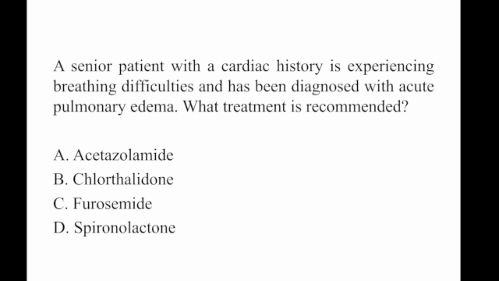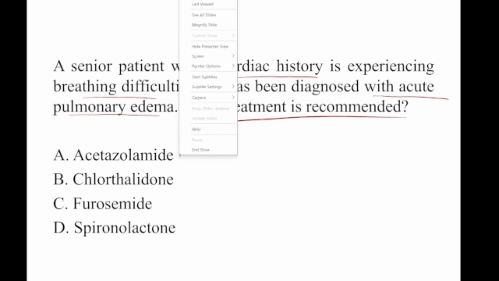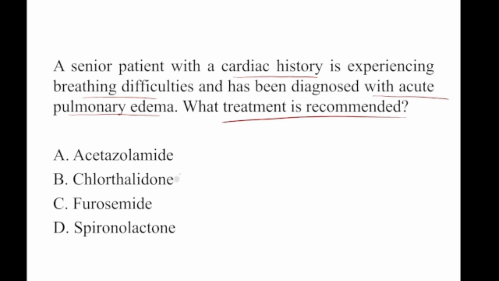Okay, we have a case study now. An elderly patient with a cardiac history, experiencing breathing difficulties, is diagnosed with acute pulmonary edema. What treatment is recommended for this patient? Number 1, acetazolamide. Number 2, chlorothiazide. Number 3, furosemide. Number 4, spironolactone. Which one is correct?